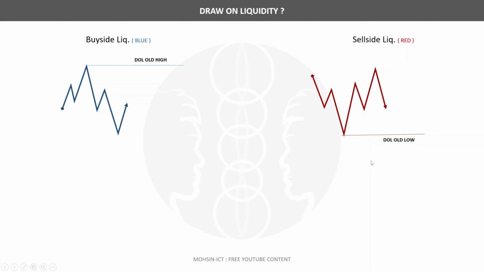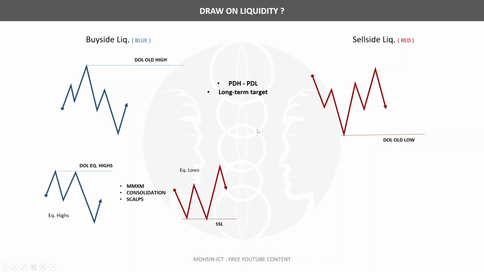For intraday traders or scalpers, the previous day's high and previous day's low are the easiest targets. This can be a long-term target as well, because most of the time we are targeting the old high or old low. The next type of drawn liquidity is equal highs or equal lows.